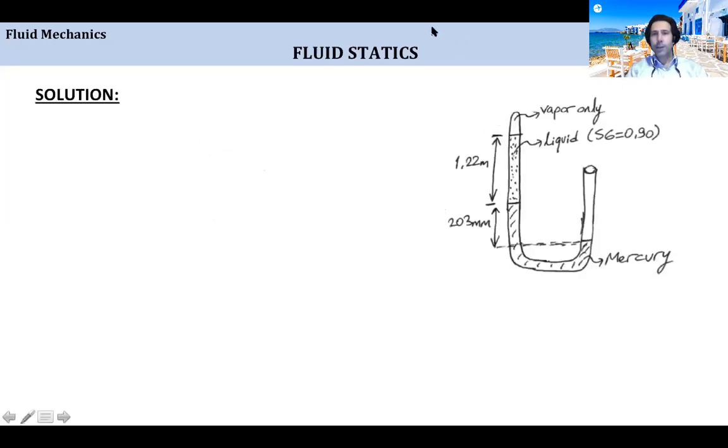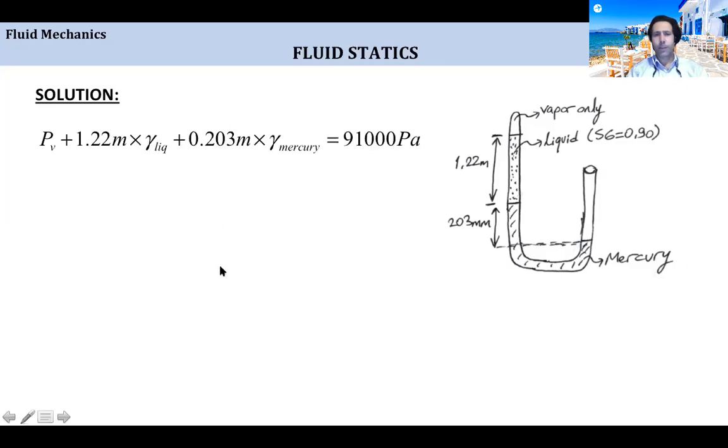So here is the problem schematic for your convenience on the right. Again, we start from one end of the manometer, and we go around to the other end of the manometer. So let's start from the left side. We know that pressure here is vapor pressure, so PV at this point. So we move through this liquid to the next interface, the interface with mercury. Since we are moving down, pressure increases.